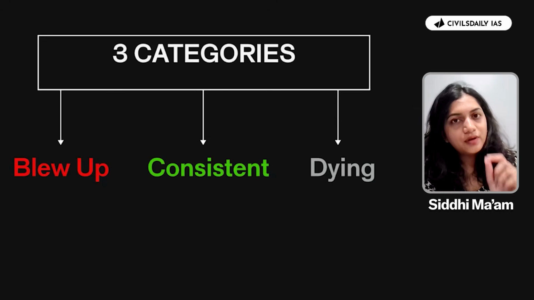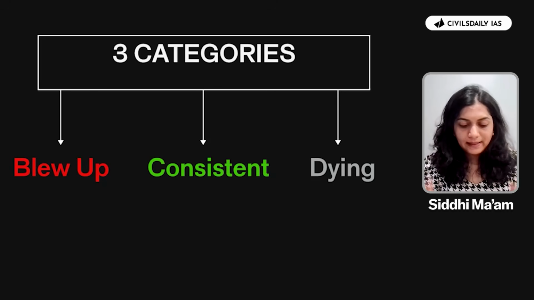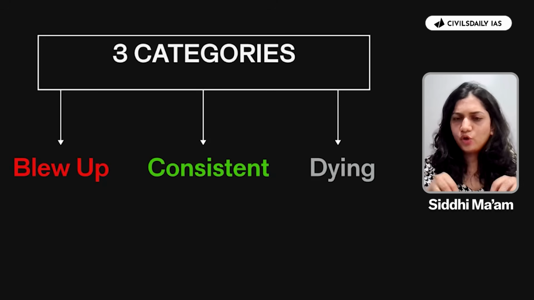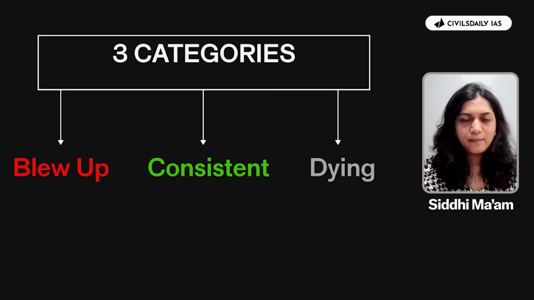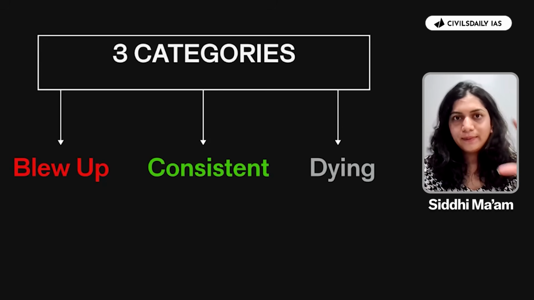So blow up is the first category which you will be prioritizing first for the revision. So whenever you open your first book, your notes, be it economics flash notes or your handwritten notes or any other notes that you are referring to, what you have to do is first you have to prioritize the blow up category themes.